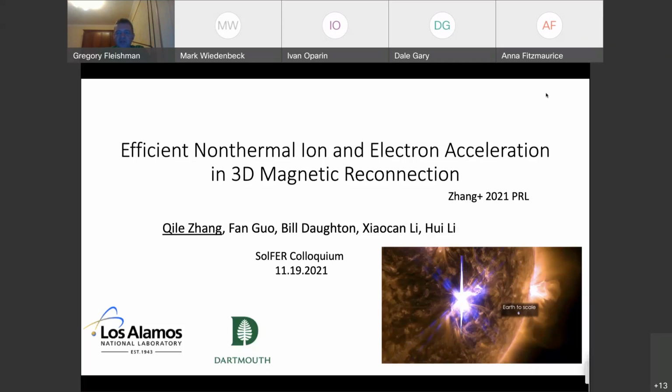His work focuses on particle heating and acceleration in magnetic reconnection. Today, he will present his recent work published in Physical Review Letters about the efficient particle acceleration in 3D magnetic reconnection. So, Qili, please go ahead, and I will give you a warning 5 minutes before the end of your talk.